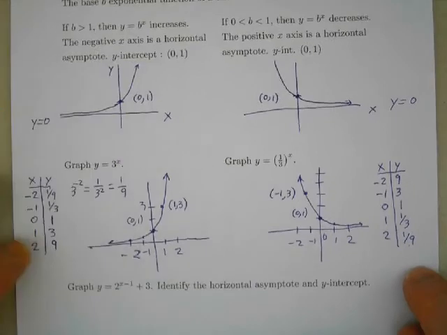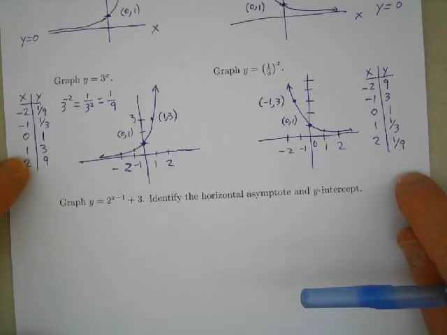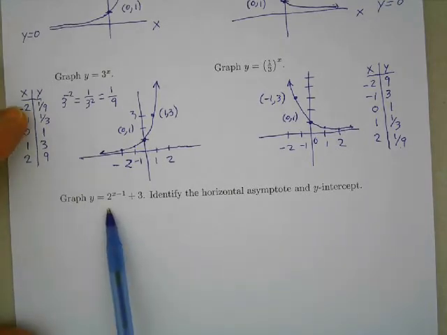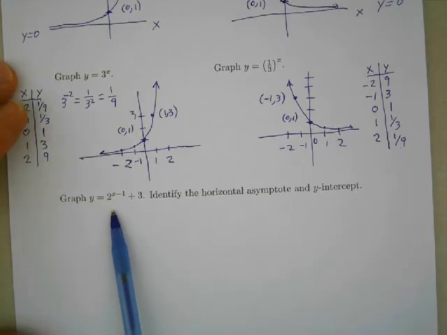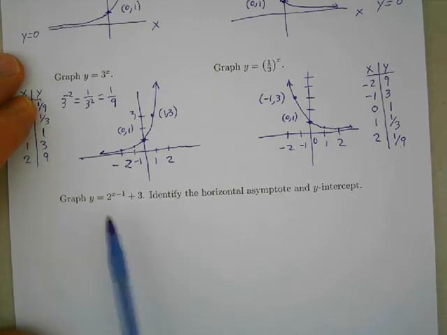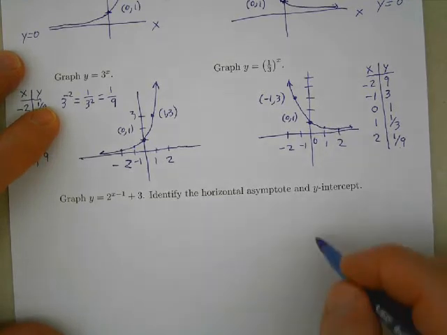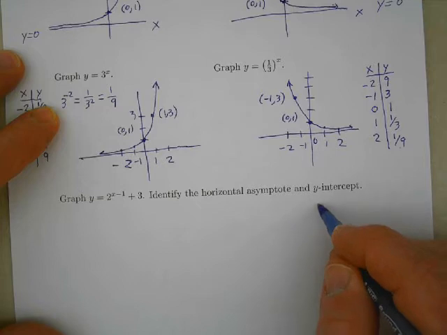Okay, we'll sketch a graph of a more complicated situation. So this is an exponential function that involves horizontal and vertical translations. So on this one, notice the +3. That's going to push the horizontal asymptote up to y equals 3.